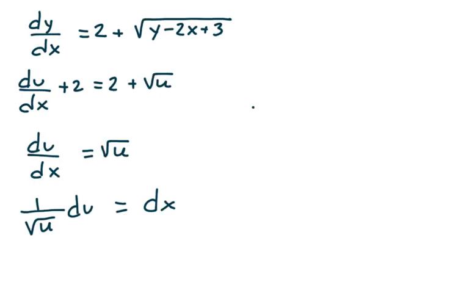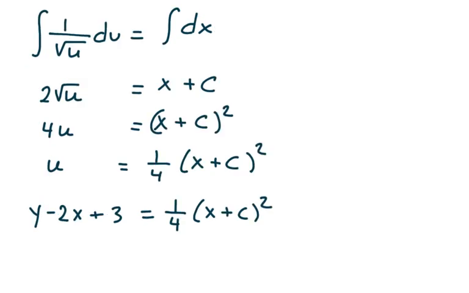And just like before, remember that dy/dx is 2 plus the square root of y minus 2x plus 3. Making my substitution, I get du/dx plus 2 is equal to 2 plus the square root of u, right here. The 2's cancel, and we get du/dx is equal to the square root of u. And just like that, we have another separable differential equation. And so 1 over the square root of u du is equal to dx.